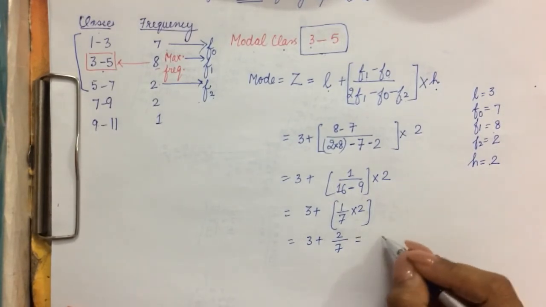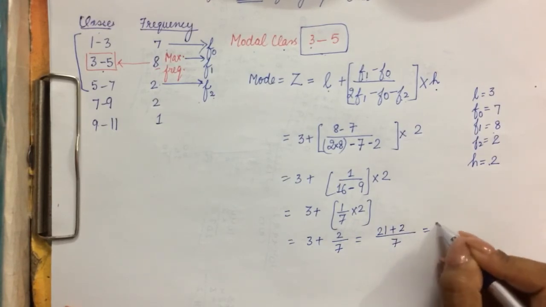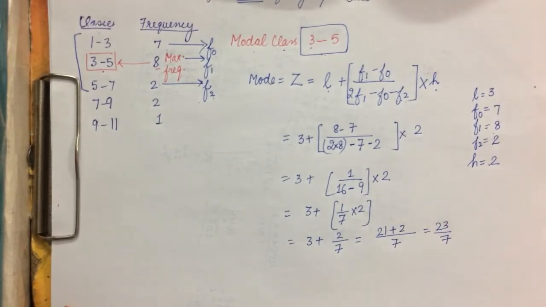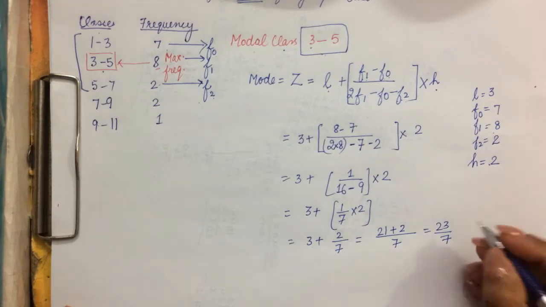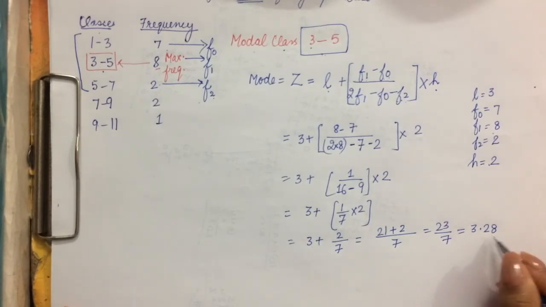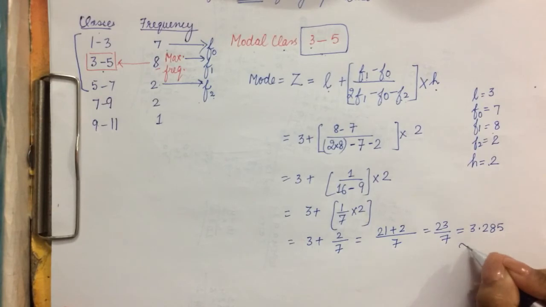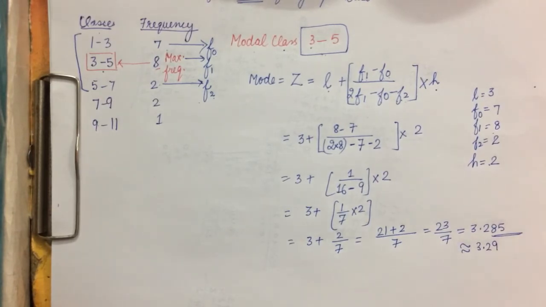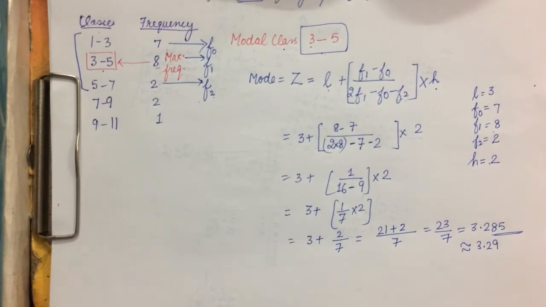Let's take the LCM. So this becomes 23 by 7. Calculating the answer, you can give the approximate answer. So the approximate answer comes out to be 3.28. You can give the answer up to 2 or 3 decimal places. If you take up to 3 decimal places, you can round it off up to 2 decimal places, or you could just leave the answer till here. So this is the mode of the data given.